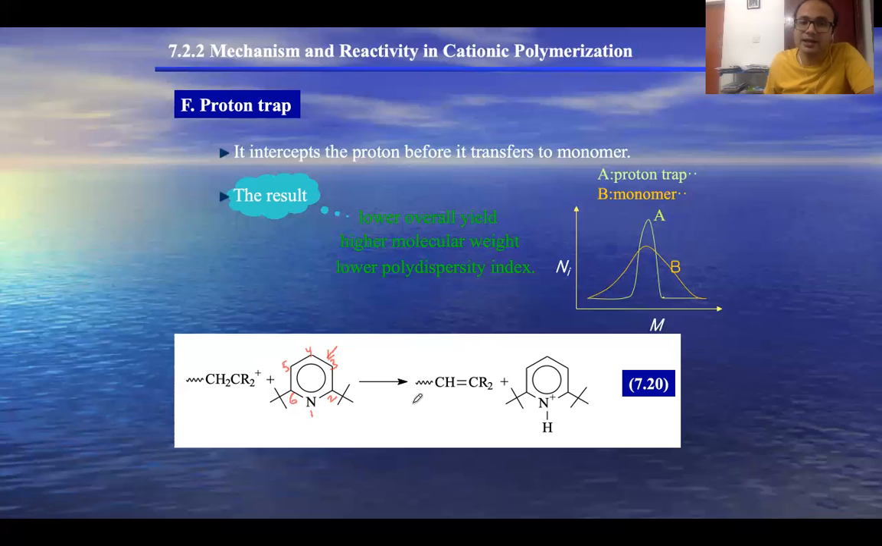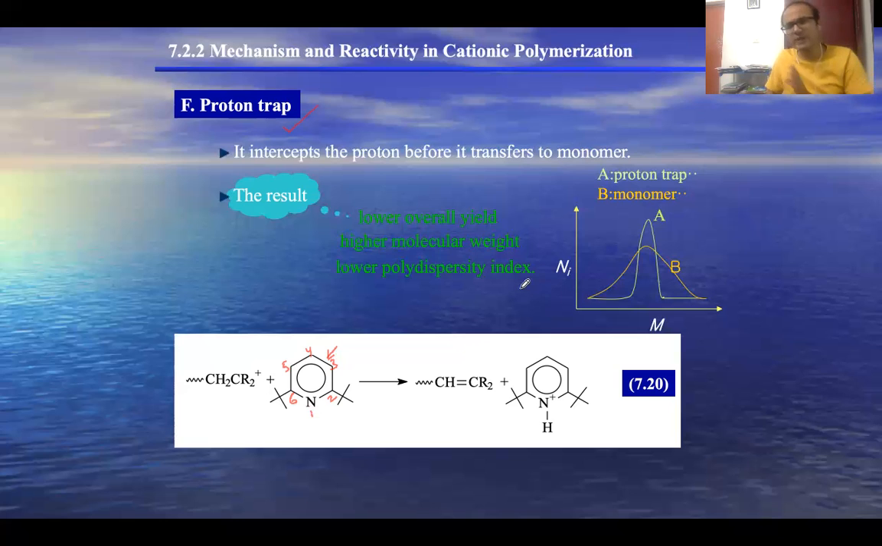So even if any of the propagating chains shows some tendency of losing the proton, this will quickly trap that proton, preventing it from reacting with a monomer or with another phenyl ring or solvent or anything. Thereby this acts as a trap. This is a kind of proton trap, and that is why it is called a proton trap. It intercepts the proton before it transfers to the monomer, thereby preventing the unnecessary activation of the monomer.